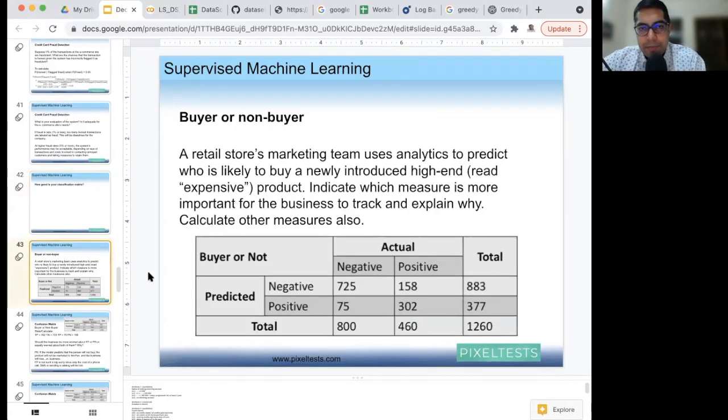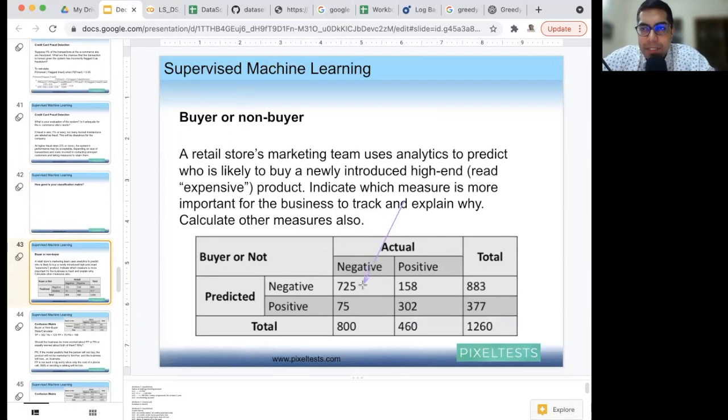So for instance, let's look at another example, right? This is similar to that e-commerce example, but going a little deeper. Now I'm trying to predict if a person is going to purchase my product or not, right? So I have my buyer, predicted negative and actual negative means 725 folks never purchased my product. So what happened here?